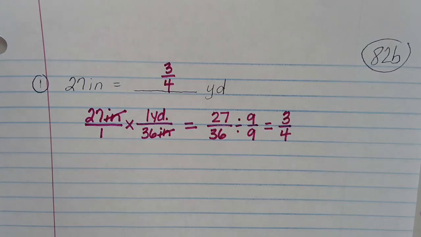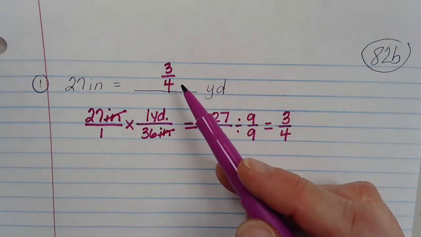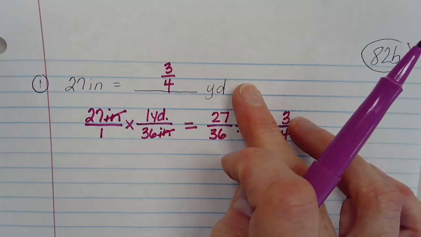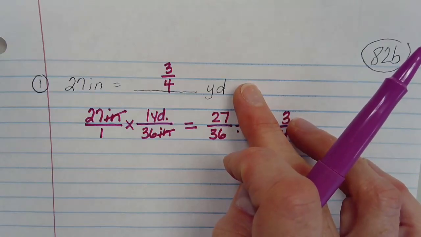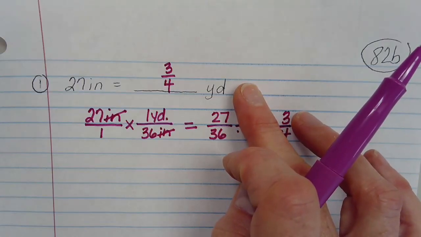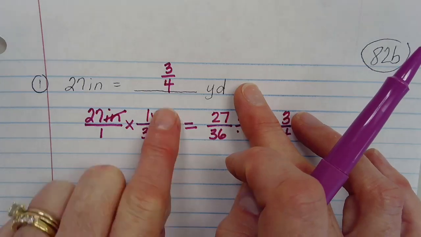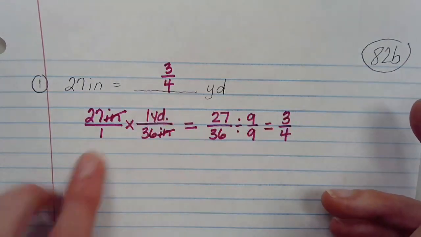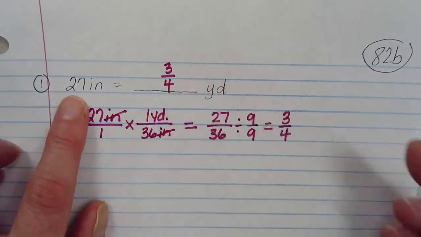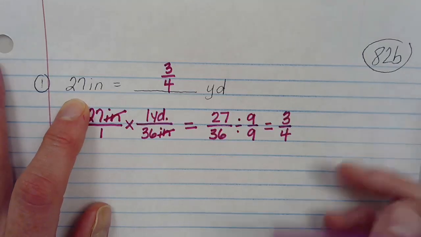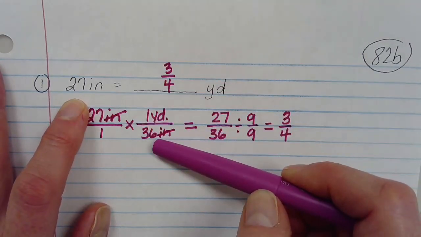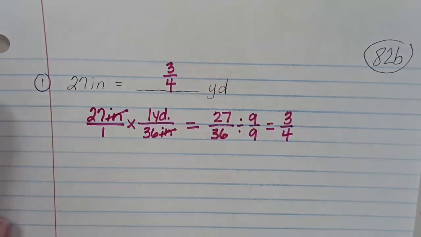Okay. Now, I also know that it could be a decimal. Now, because we're in customary, everything's in fractions. It's more for decimals and the metric system, but for this, I would use the fraction, 3/4 of a yard. It's a part of a yard because in order to have a whole yard, I would need 36, and I don't have that. I only have a fraction of that.